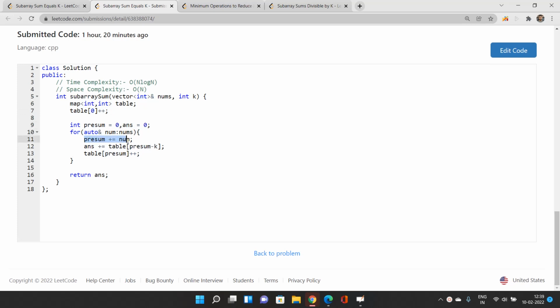First I will add to the sum up to the current index, then I will try to find the total number of frequencies of the prefix sum which matches this value. If we are able to get that value, we are going to increment our answer by it. Also, after doing that, we need to keep track of prefix sums for every index, so we insert that into our table. This will take n log n time and O of n space.